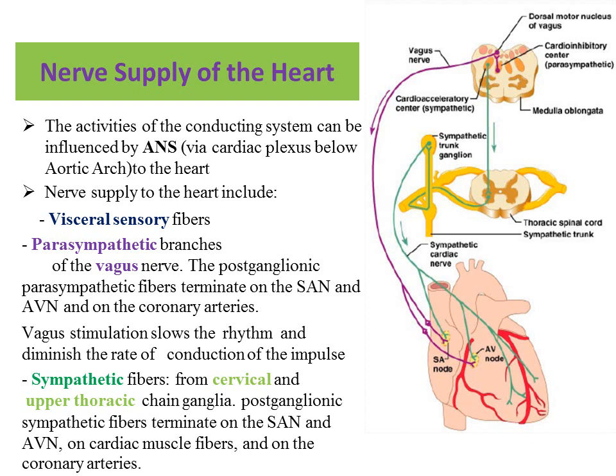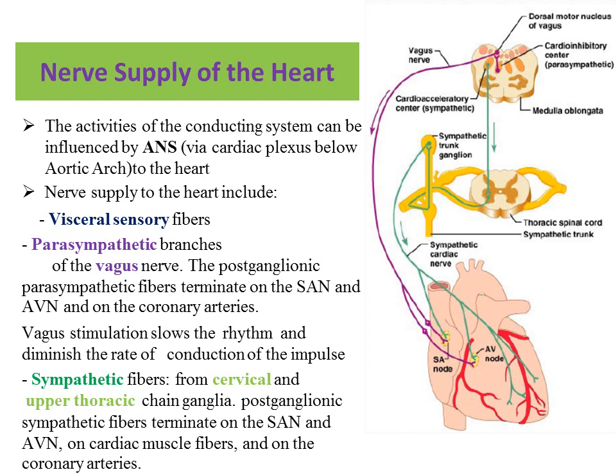The activities of the conducting system of the heart can be influenced by the autonomic nervous system via the cardiac plexus below the aortic arch to the heart. According to the diagram, you can see the pathway of the sympathetic and parasympathetic being stimulated by the vagus nerve, and through this way it will supply the sinoatrial node and some other structures in the heart.